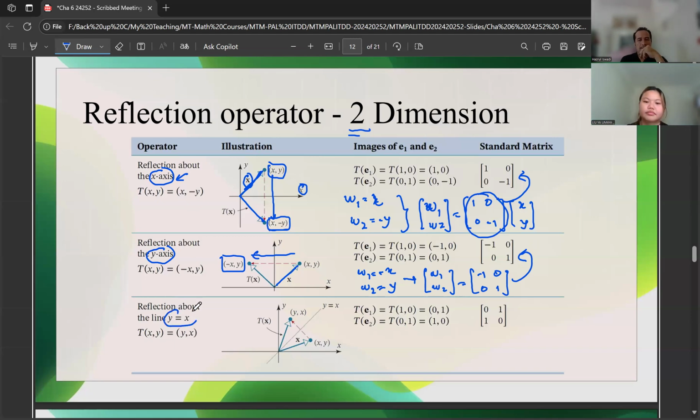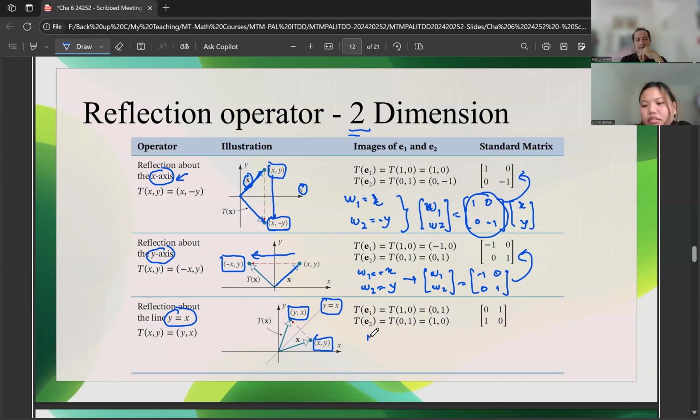The third, we have a reflection about the line y equals x. Look at the illustration. This is the original vector. When we reflect this vector to the line y equals x, the positions change, they swap. x will be y, y will be x.